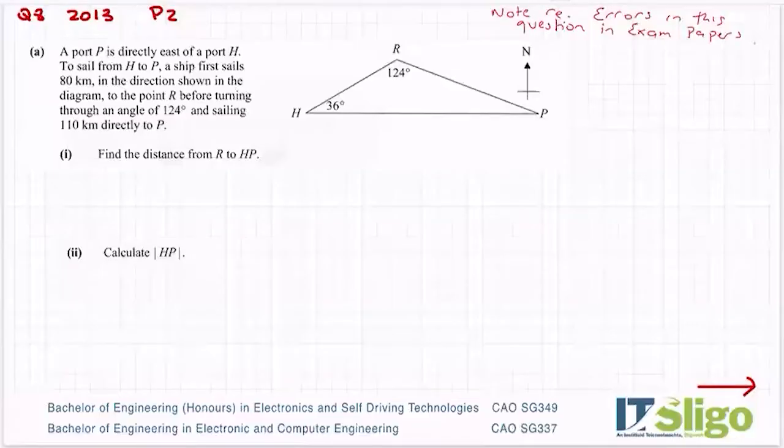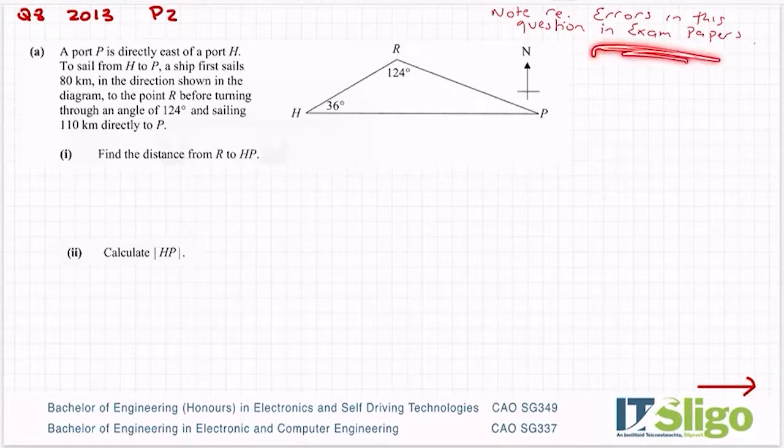Okay, let's have a look at this trig question, question 8, 2013, paper 2. And you'll see if you go to your exam papers or examinations.ie that there's a note on this particular question that there were some errors in the question.